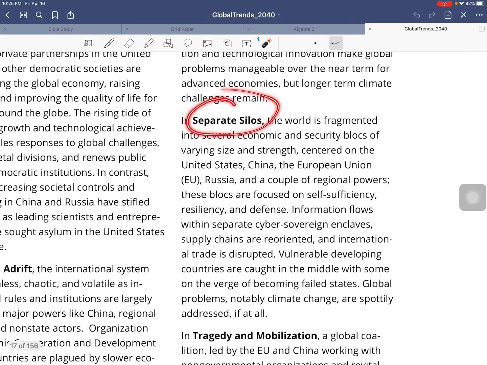In Separate Silos, the world is fragmented into several economic and security blocs of varying size and strength, centered on the United States, China, the European Union, Russia, and a couple of regional powers. These blocs are focused on self-sufficiency, resiliency, and defense. Information flows within separate cyber-sovereign enclaves. Supply chains are reoriented, and international trade is disrupted. Vulnerable developing countries are caught in the middle, with some on the verge of becoming failed states. Global problems, notably climate change, are spottily addressed, if at all.